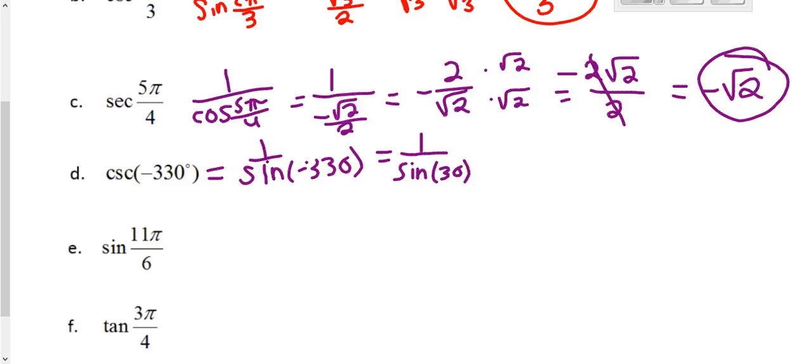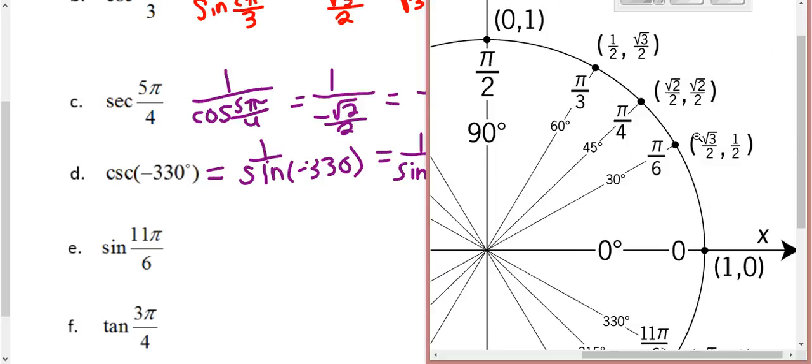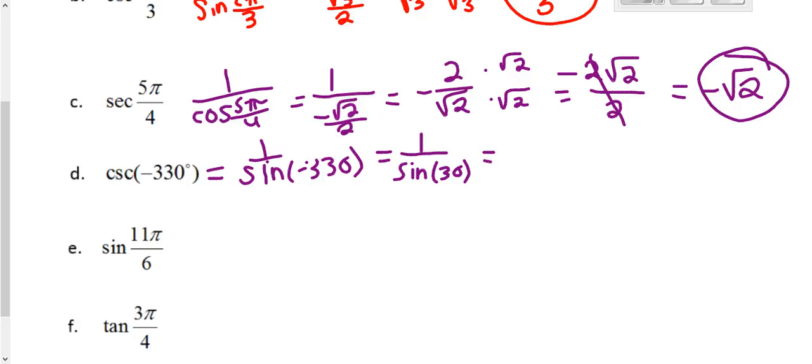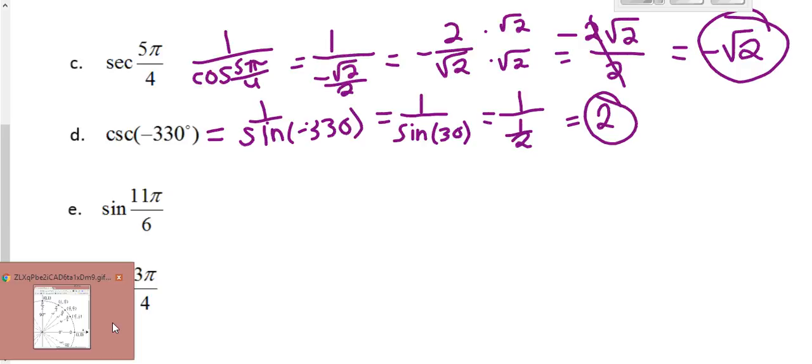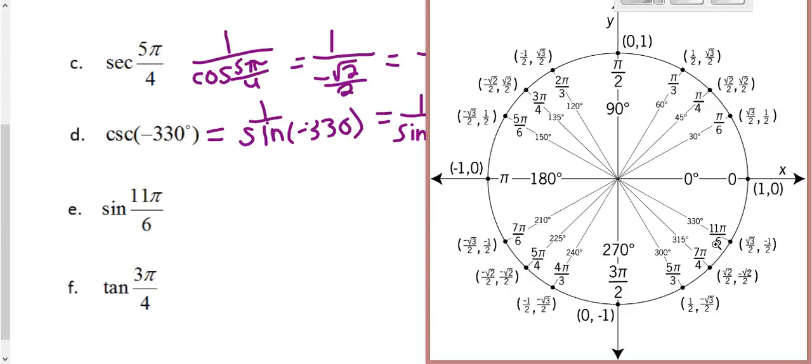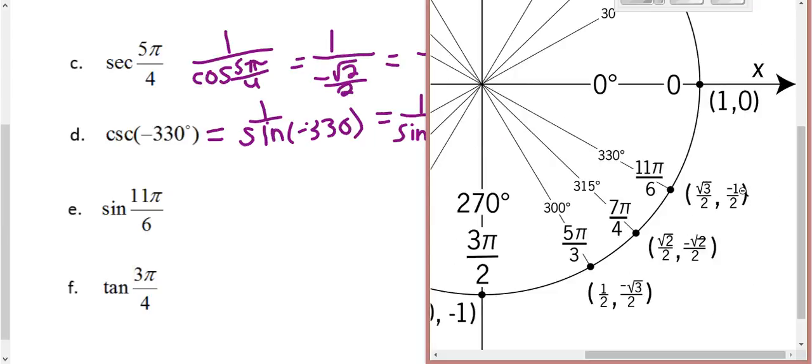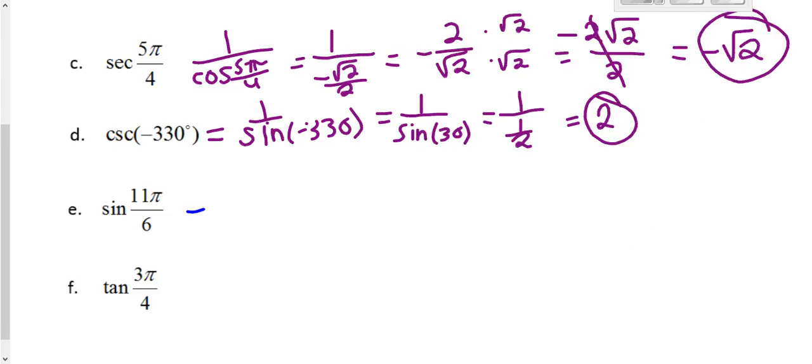Okay, so we will take the sine of 30. So here's 30 degrees. Sine is our y value, so that's 1/2. So we have 1 over 1/2, which will give us 2, because you flip the 1/2, you get a whole 2. Okay, so that's our answer there. Now let's look at sine of 11 pi over 6. Well, we were just kind of there. 11 pi over 6 is down with a regular 330. And when we're looking at sine, we get our y value. This time it's negative, so we have a negative 1/2.